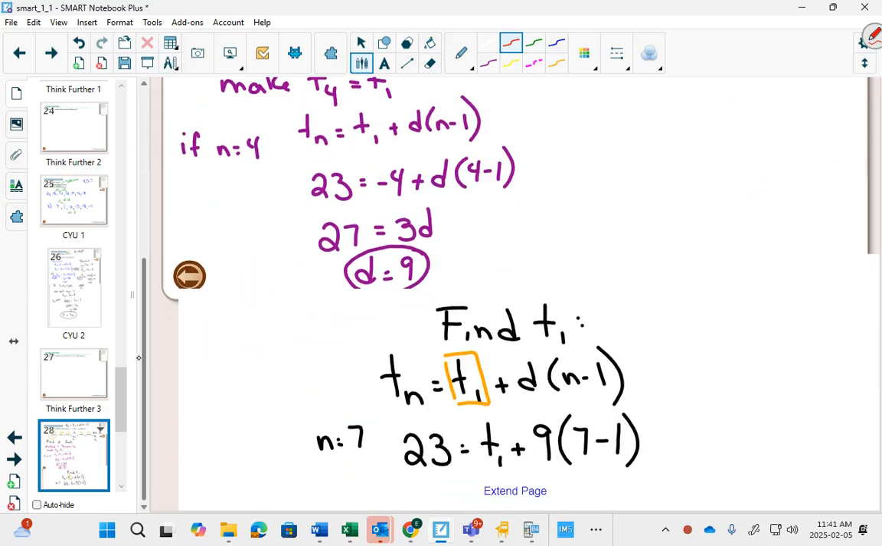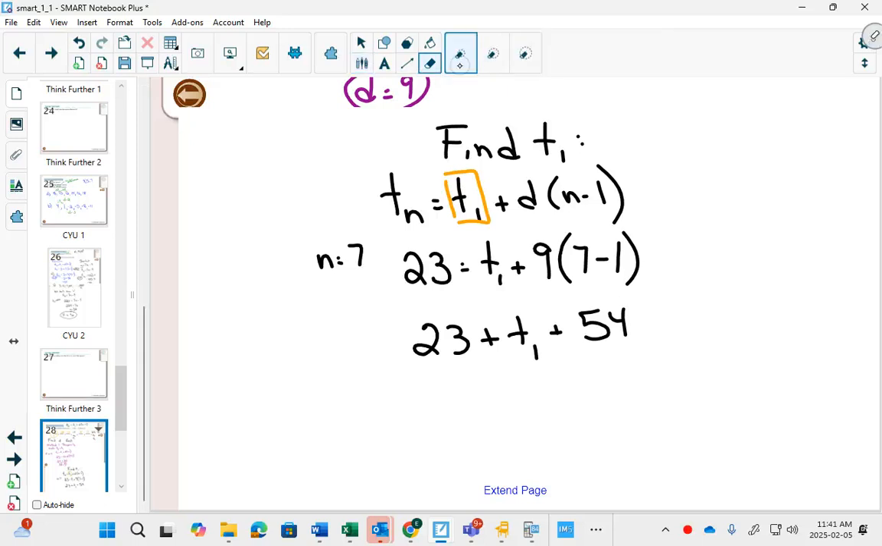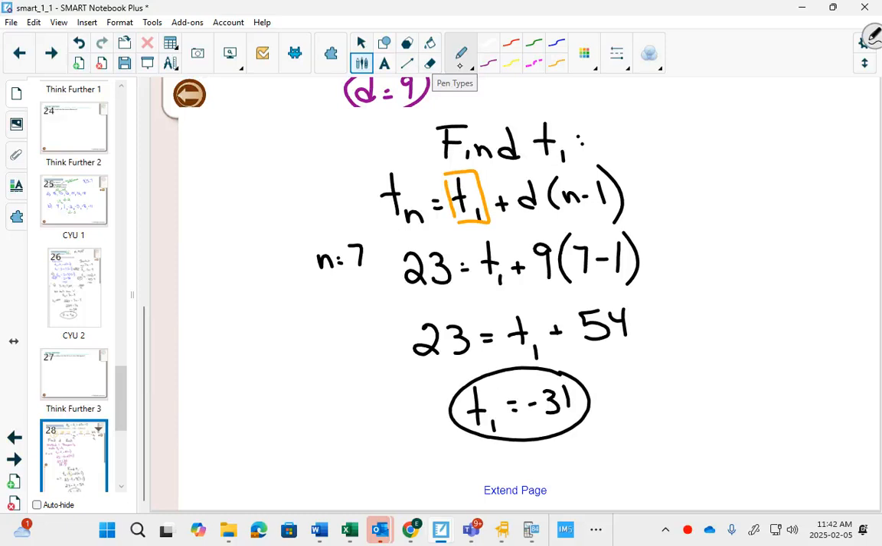So that's why the purple part was temporary. Because now we're going back to our regular formula. And this would be 23 equals term 1 plus 9 times 6 is 54. And now to get term 1 by itself, you see that you'd have to subtract 54 on both sides. And I get the same one that I did when I subtracted. So this is method 1.